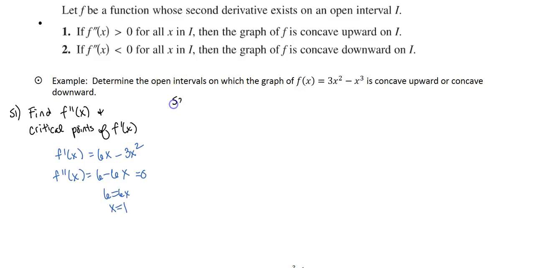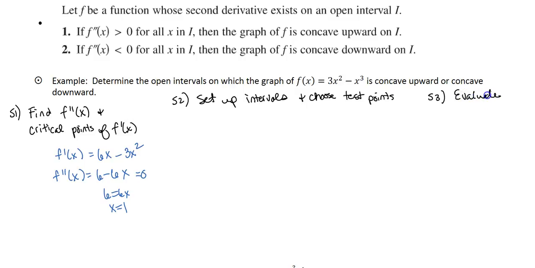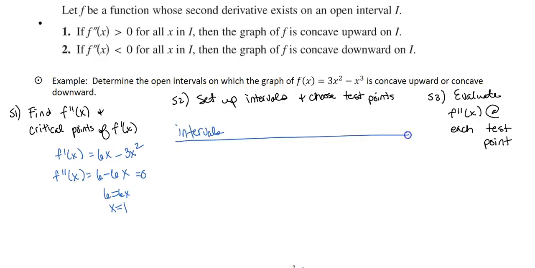And then my next step is going to be to set up intervals and choose test points. And then my final step is going to be to evaluate f double prime of x at each test point. So let's go through that process. So my intervals, we're going to take our whole domain, which is from negative infinity to infinity, and we're going to split it at 1.